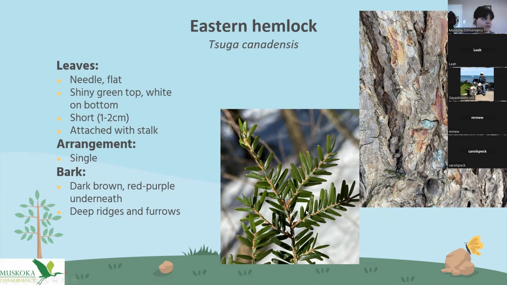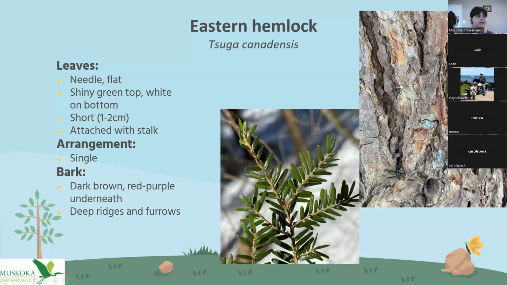It might be a little bit difficult to see, but you'll see it looks like they're coming directly off, and there's a small stalk that attaches them to the branch. So that is our eastern hemlock. And as mentioned, they are singly coming off the branch, and they are not bundled at all.